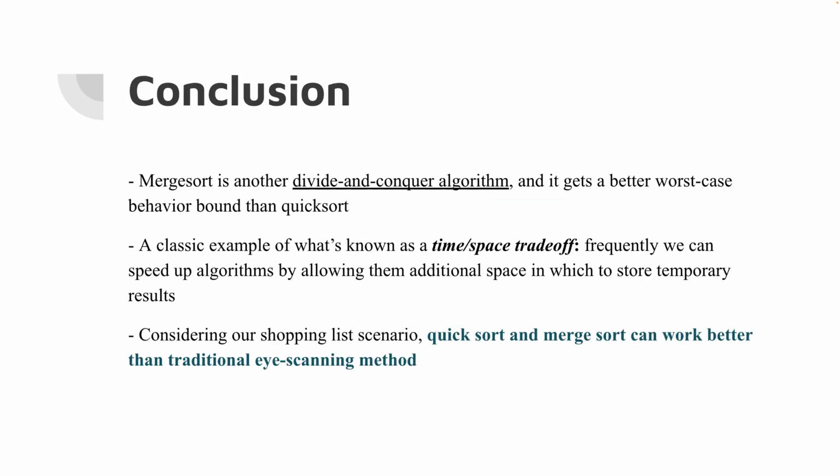Next, please. So in conclusion, merge sort with its divide and conquer approach showcases a better worst case behavior than quicksort. This isn't just theoretical, it's a practical example of a time and space trade-off. In our course project scenario, both quicksort and merge sort emerged as potential alternatives, demonstrating their efficiency compared to the straightforward traditional eye-scanning method.